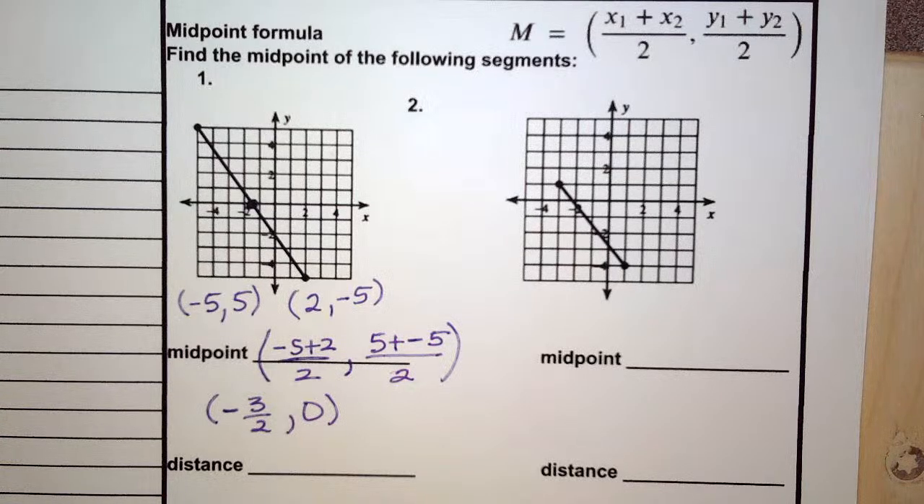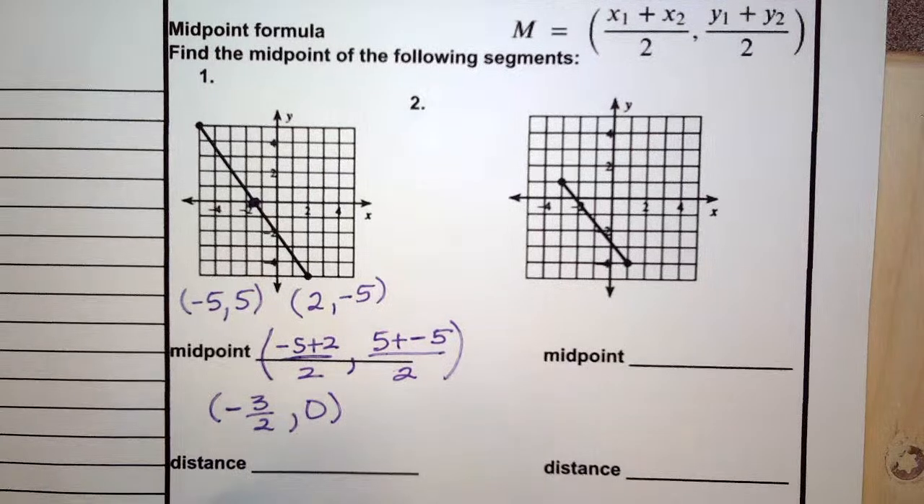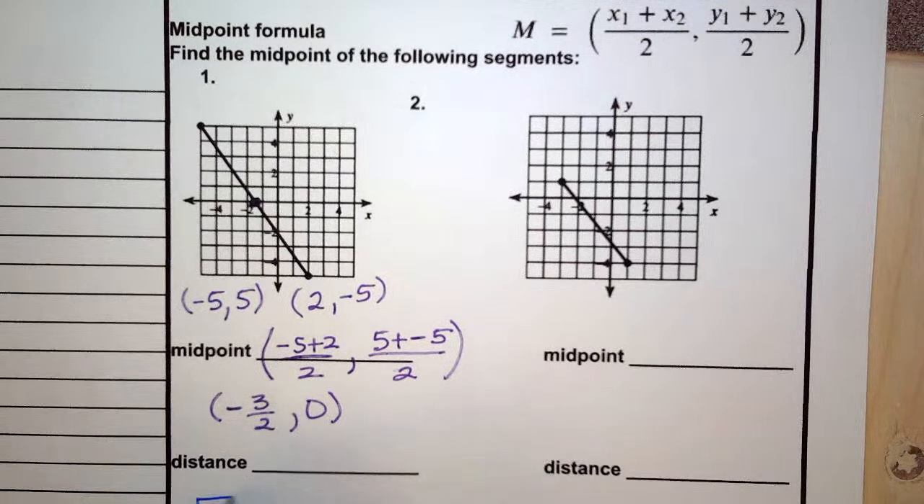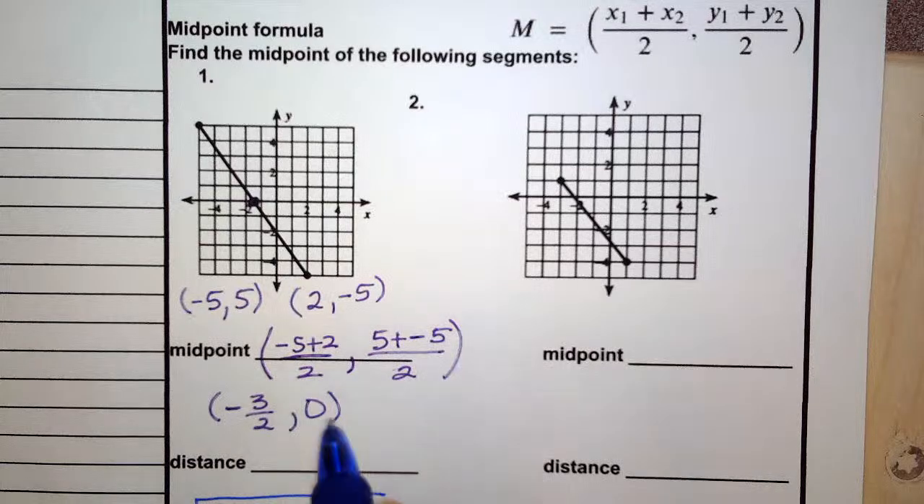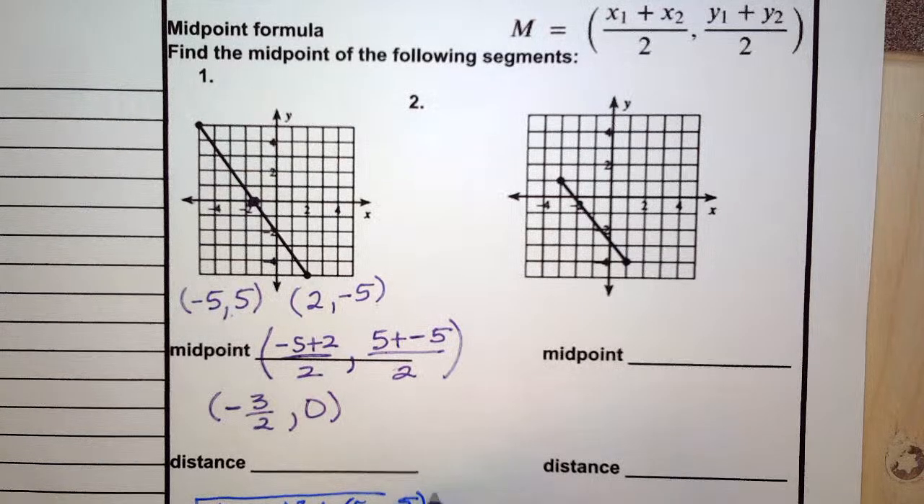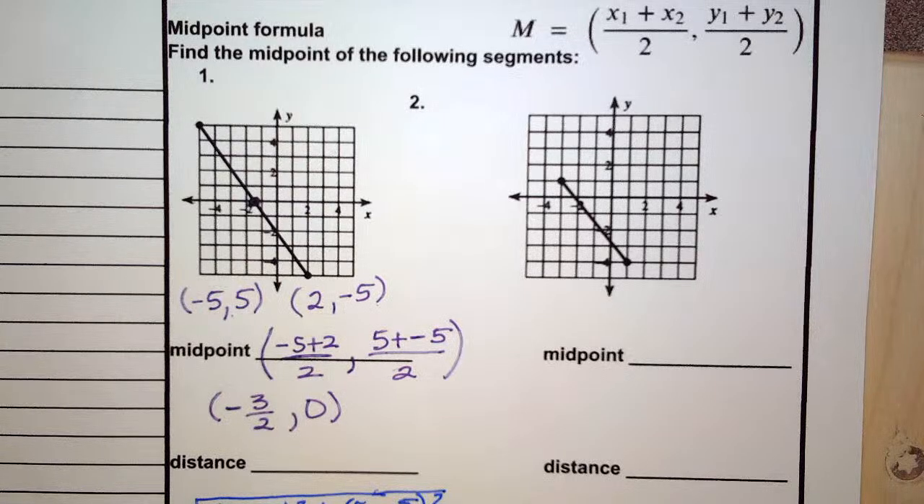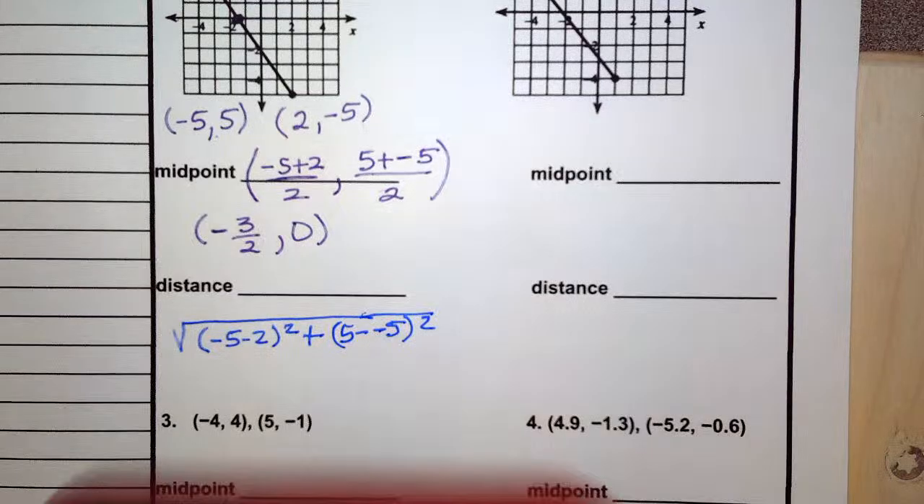Okay, what about the distance formula? So my distance is the square root of x minus x, -5 minus 2, quantity squared, plus y minus y, 5 minus -5, quantity squared. I can do all of that in my calculator, and that's the quickest and easiest way to do it so you don't make mistakes.